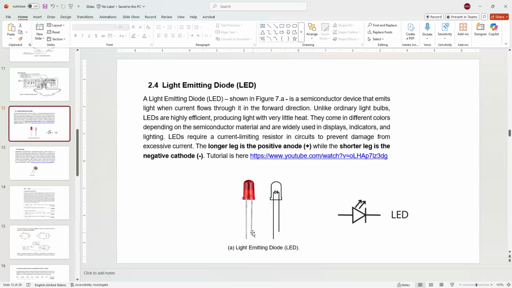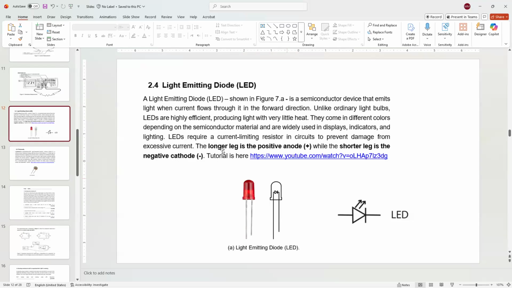Be careful. Don't connect this one directly to the voltage supply, or 100% you will burn it out. That's why we need to limit the current, because too much current will go to it. That's why you need R, the value of R, to limit the current. Anyway, I have a very good tutorial here. I want you to watch it.